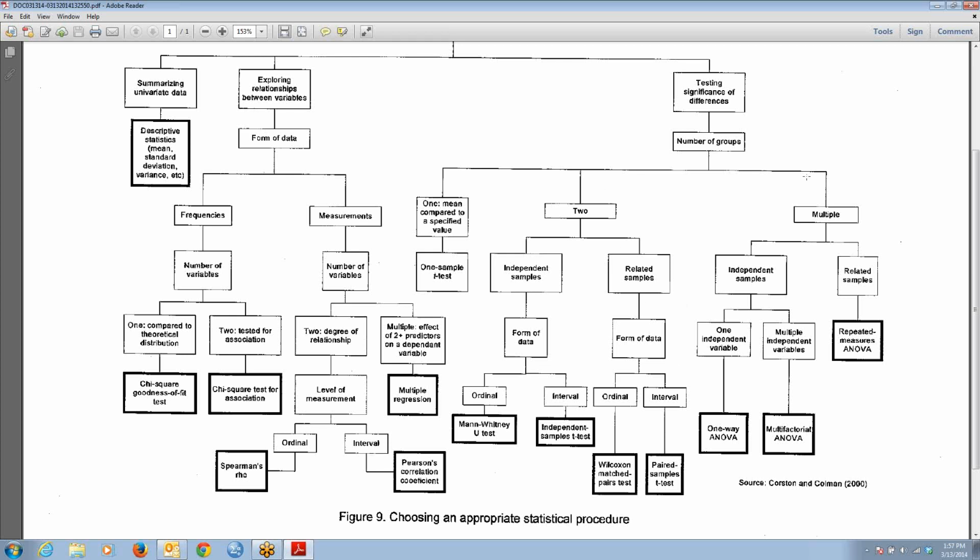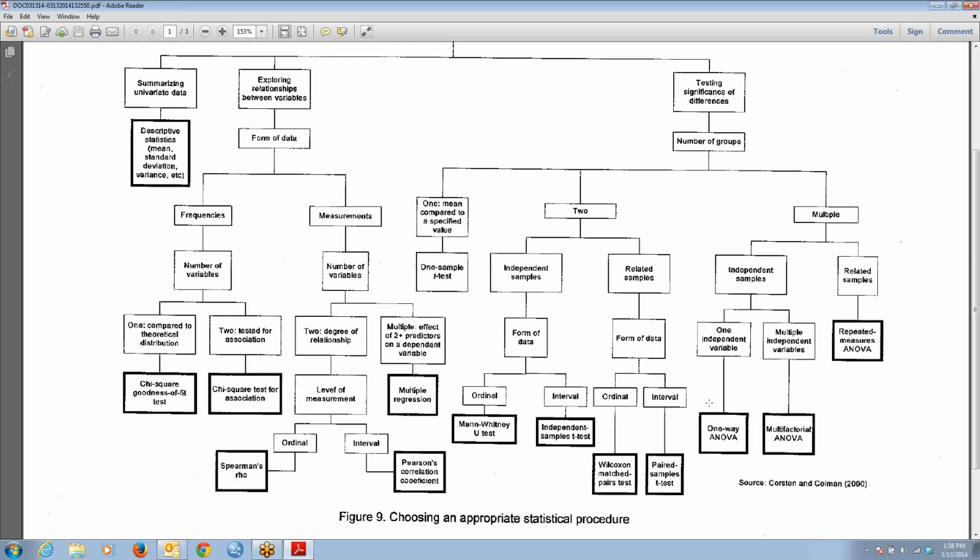Now we're moving to the next leg of this, the multiple groups, independent samples, and we'll go to one independent variable, which would be a one-way ANOVA. Let's say that, remember the example I gave you guys a while ago, the chi-square test for association, race versus rich or poor? Now remember, those were both nominal. Rich or poor, you're either one or the other, and race.